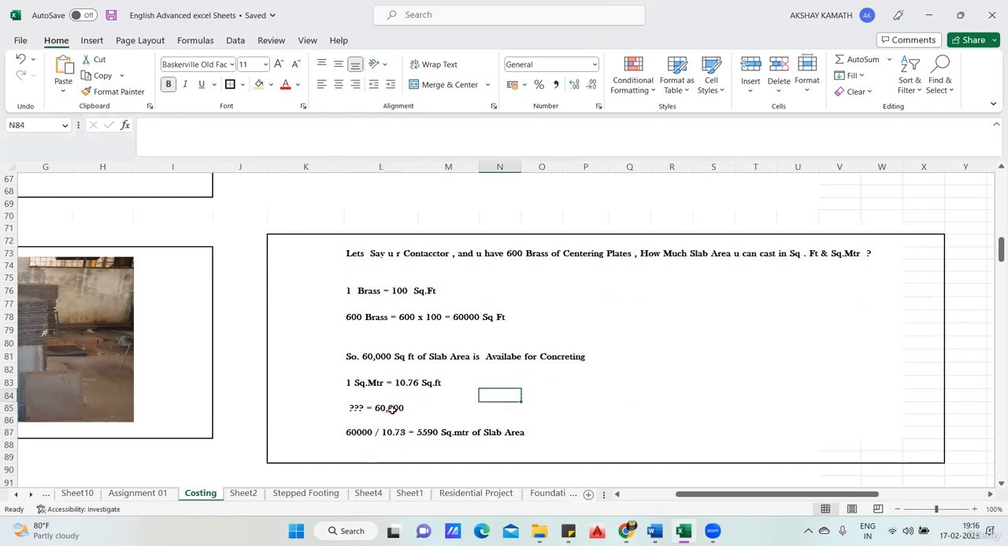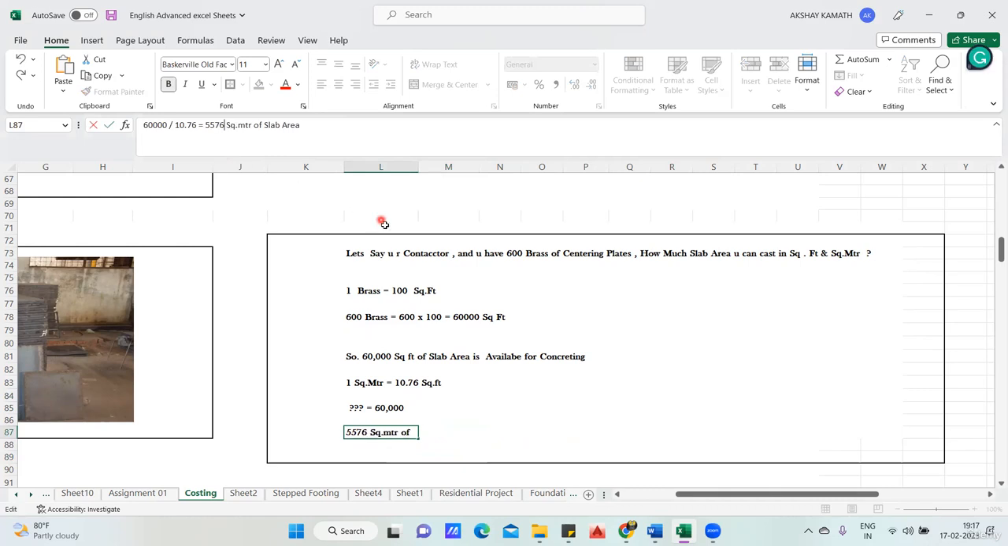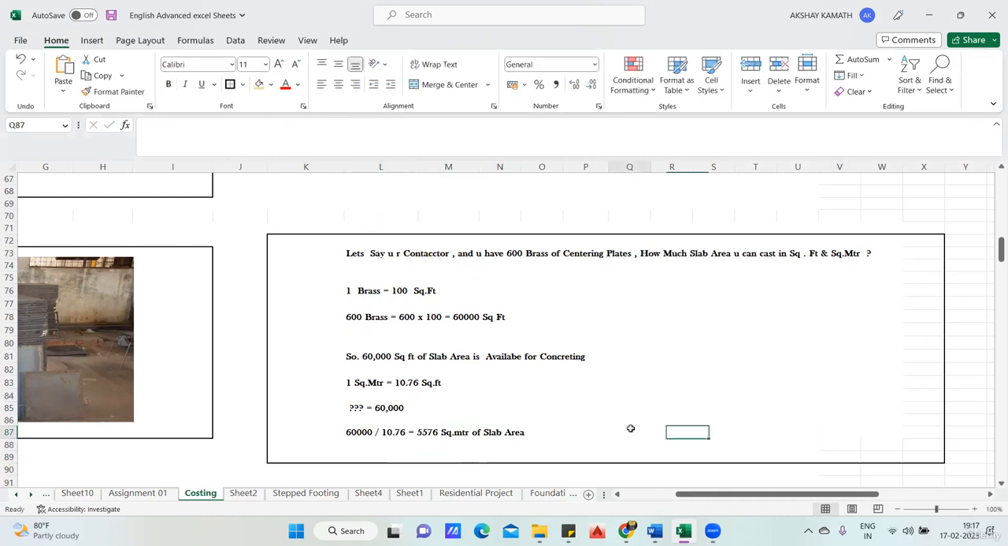So what I'll do, 60,000 multiply by 1, that is 60,000 divided by 10.76. Let me do that. How much will be the answer? So try to do it manually. It will be 60,000 divided by 10.76. So it will be 5576. So 5576 square meter of the slab area is available. You can do the centering of 5576 square meter of the slab if you have 600 brass of centering plates.